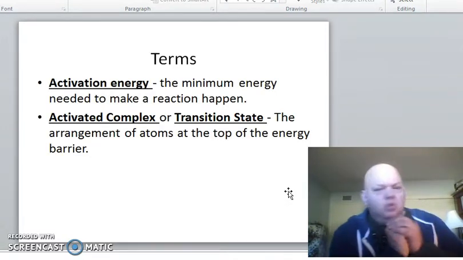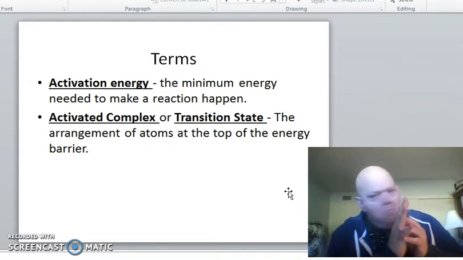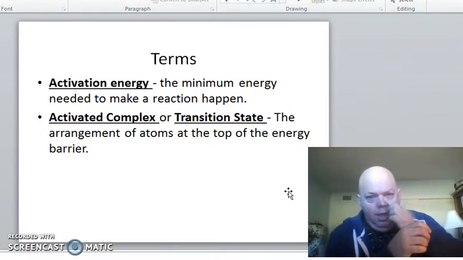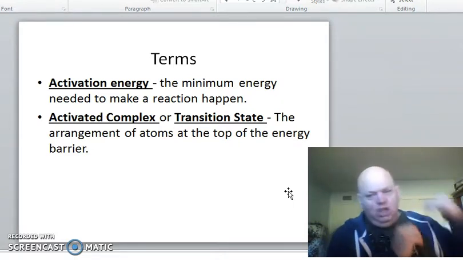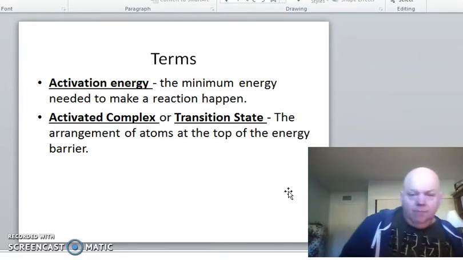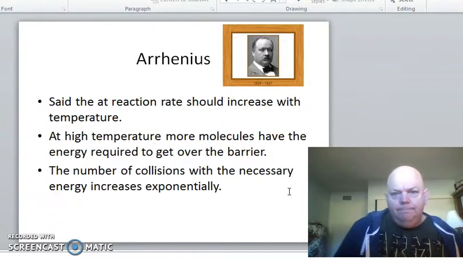All right, let's look at some terms here. Activation energy, the minimum energy needed to make the reaction happen. Now, transition state, also known as the activated complex, is the arrangement of atoms at the top of the energy barrier. That's a pretty important idea.